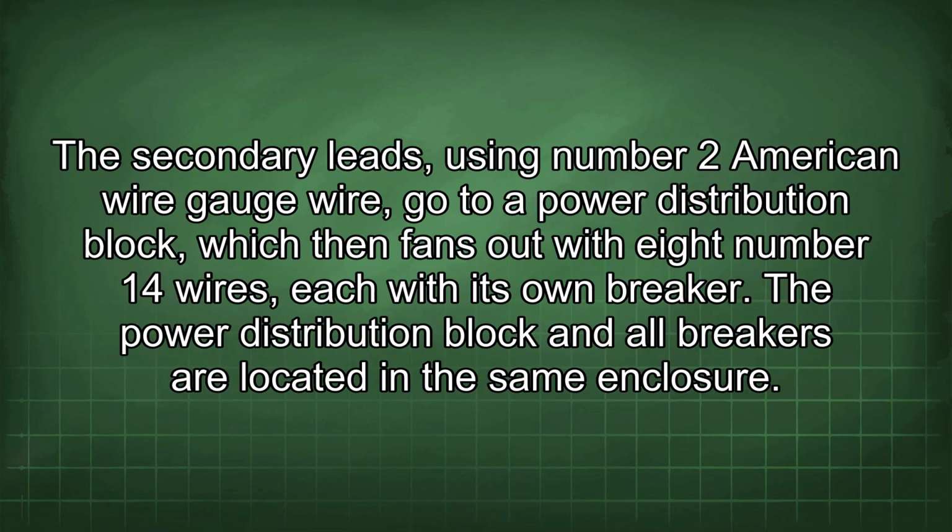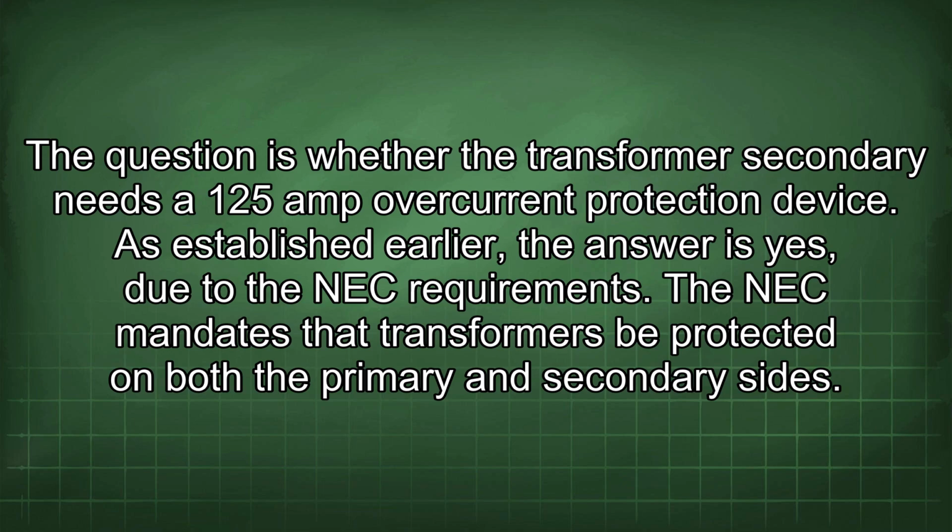The secondary leads, using number 2 American wire gauge wire, go to a power distribution block, which then fans out with 8 number 14 wires, each with its own breaker. The power distribution block and all breakers are located in the same enclosure. The question is whether the transformer secondary needs a 125 amp overcurrent protection device.